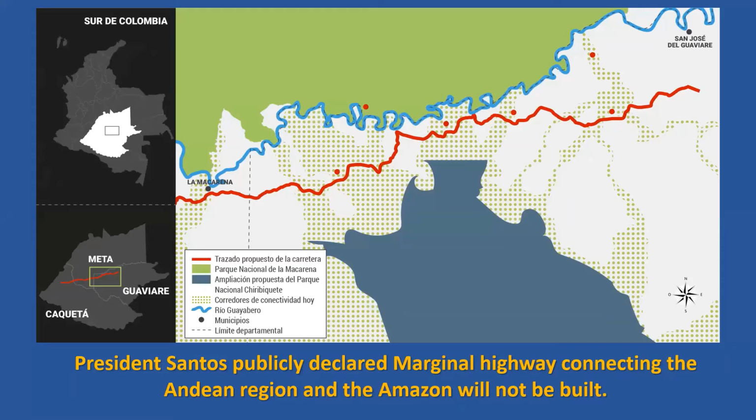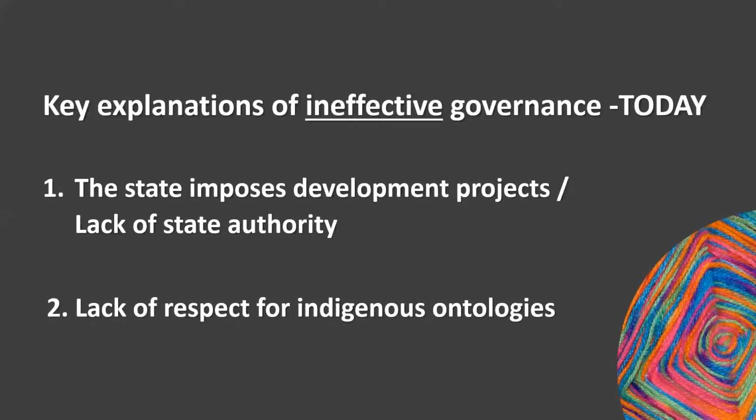However, today there are several aspects that threaten the effectiveness of environmental governance initiatives in the Colombian Amazon. I chose two key explanations on environmental governance. First, the state imposes development projects, and it goes hand in hand with the lack of state authority. And second, the lack of respect for indigenous people. Let's see the first one, the first two.